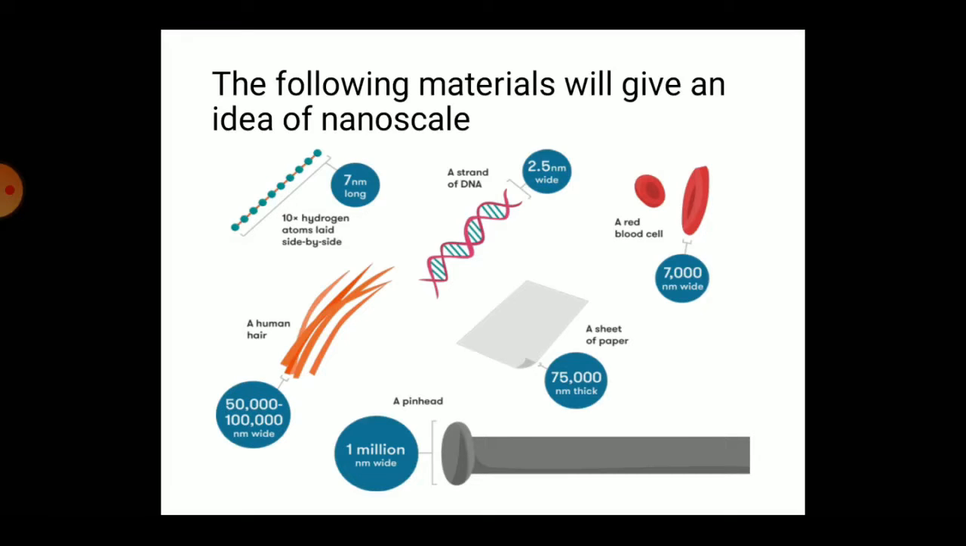Also RBC, that is your red blood cell, which is just 7,000 nanometer wide, and a strand of DNA which is present in the nucleus of your cells, that is 2.5 nanometers wide, and 10 hydrogen atoms which are laid side by side, that will be just 7 nanometers long. So from these examples you can get an idea on how minute or how small 1 nanometer scale will be.